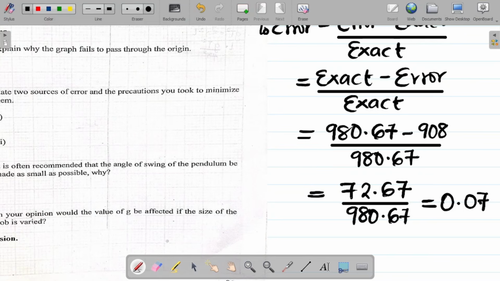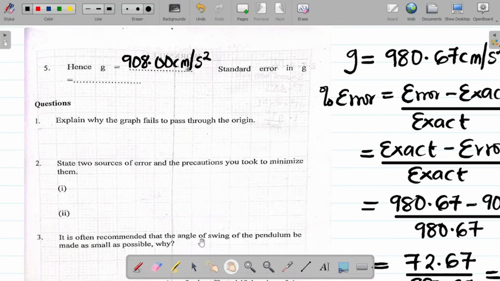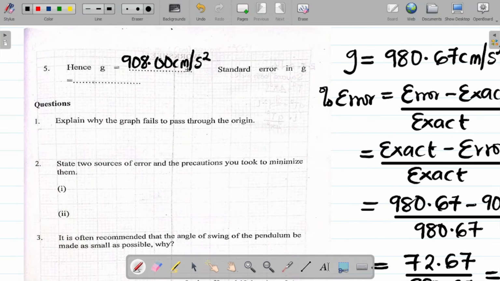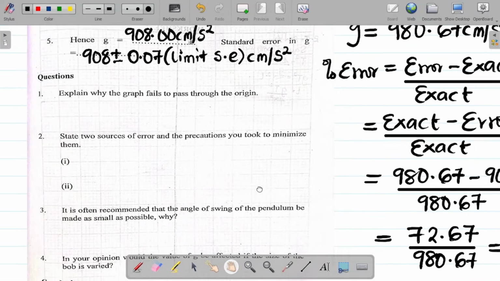All right, so how do I write this in terms of standard error? That means my value here, to write this in terms of standard error, becomes what I have here, 908. So it's equal to 908, you now write plus or minus that value, which is 0.07 in bracket, SE, standard error, then put the SI unit, cm per second squared. All right. So this is how I express this in the standard error. So this is how we get the standard error.